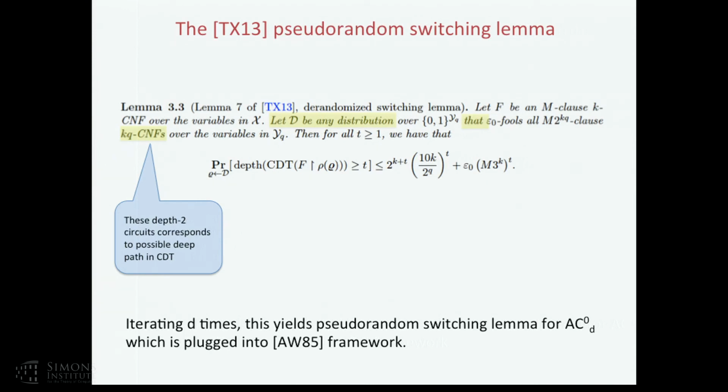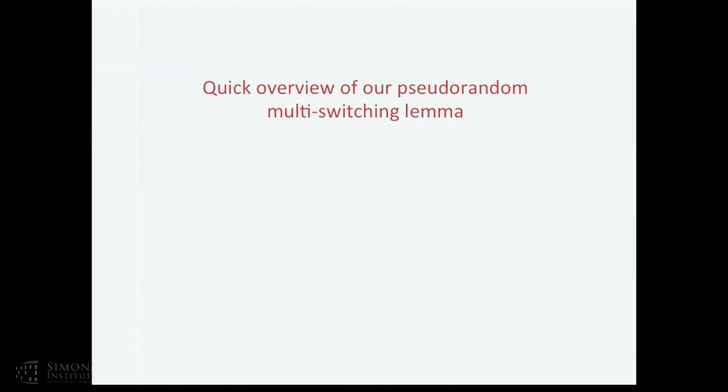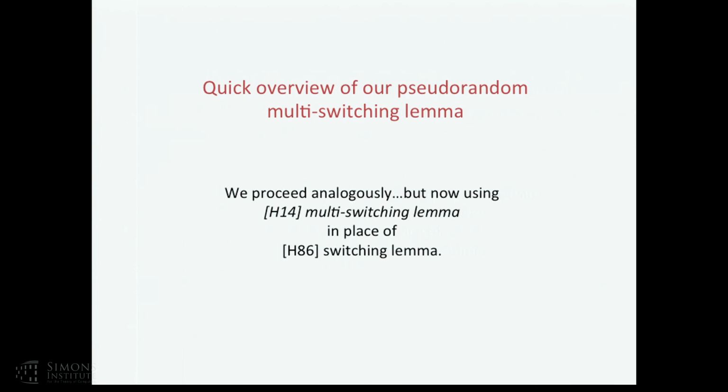Okay? So you do this d times. This is one level of depth reduction. You do it d times, and you get depth reduction for an AC0 depth d circuit. Okay? So this was a high-level overview of Luca's stuff. In the last minute or two, I'll sketch very quickly our pseudo-random multi-switching lemma, which does something analogous, but we have to do it now for the multi-switching lemma instead of the switching lemma.